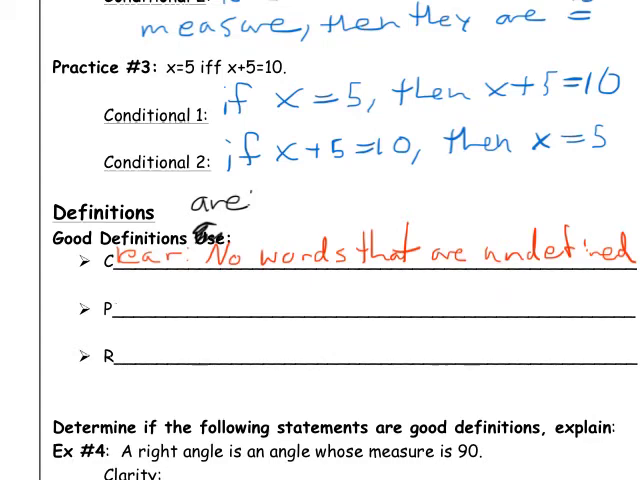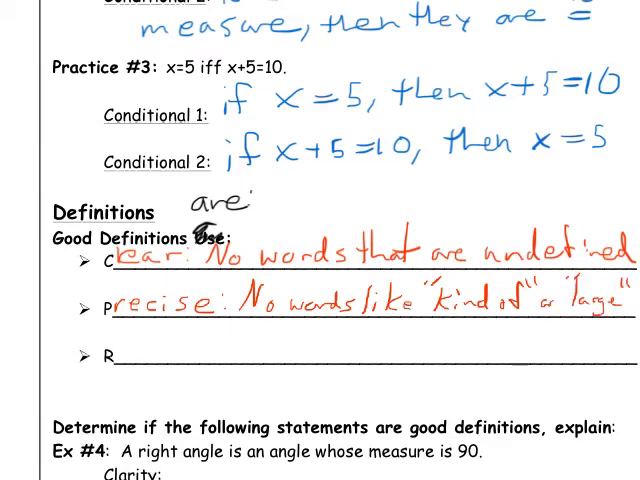And good definitions are also precise. And that means there's no words like, let me write like and then put no kind of or sort of or large, right? Because these words are too vague. So we need to use words that are less vague and more specific, more precise. So we need to use words that are precise in a good definition.